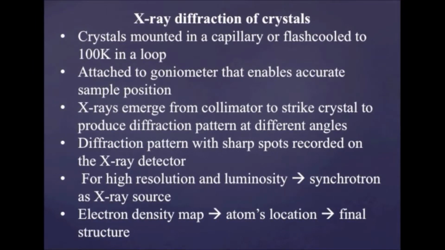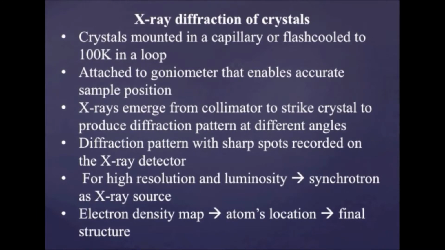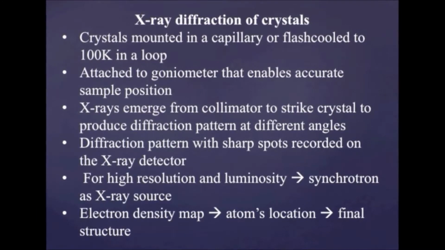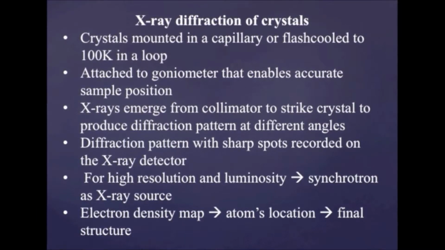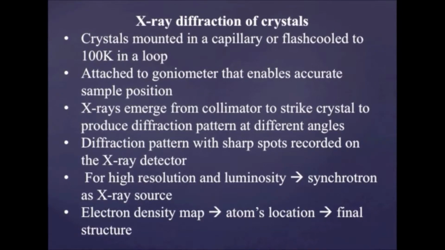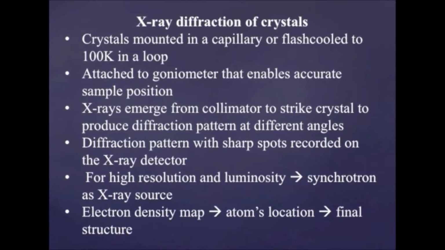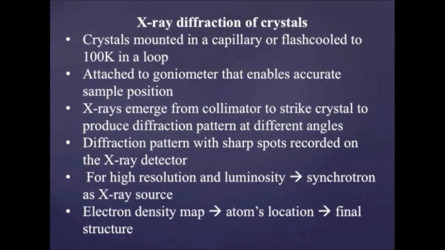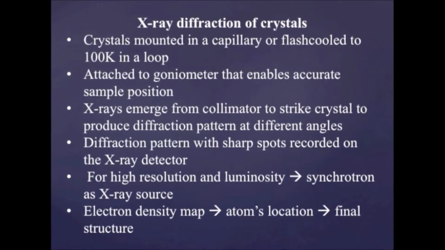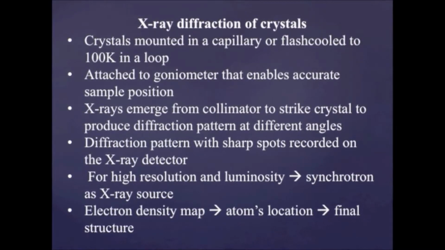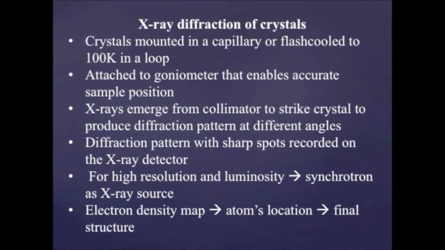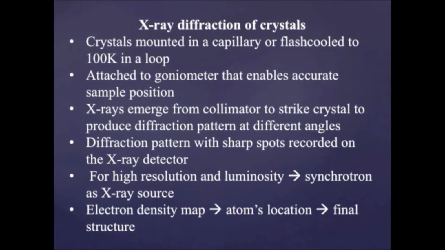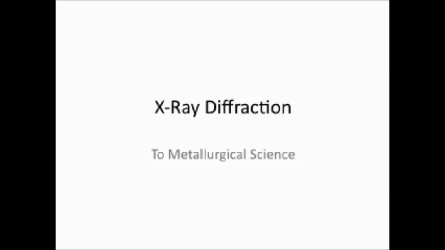detector. For high resolution and luminosity, a synchrotron is used as an X-ray source, where intensity is greater and therefore data collection times are shorter. The intensities of these spots on the diffraction pattern are used to calculate the electron density of the molecules within the crystal. The electron density map is the 3D structure obtained and created with the help of a computer to find the exact location of the atoms and build a complete final structure of the molecule.